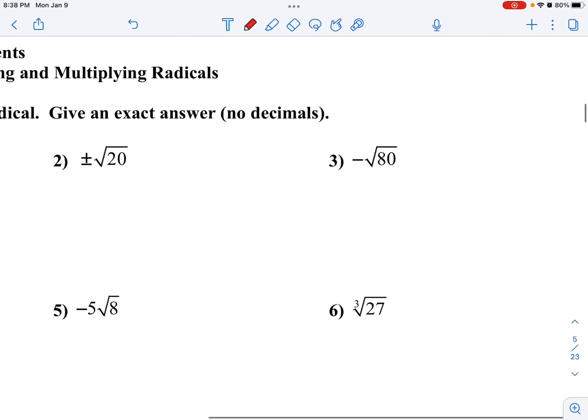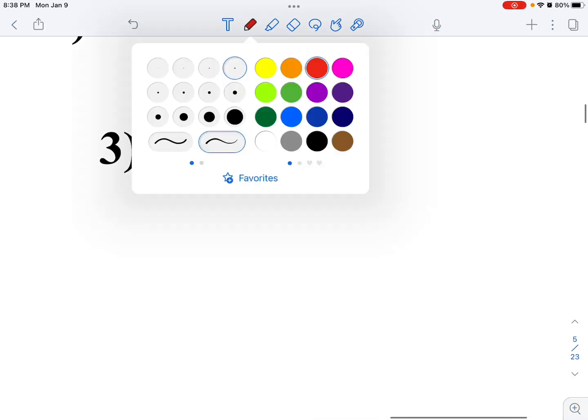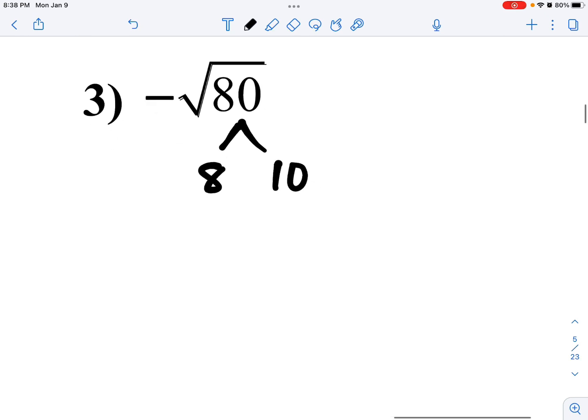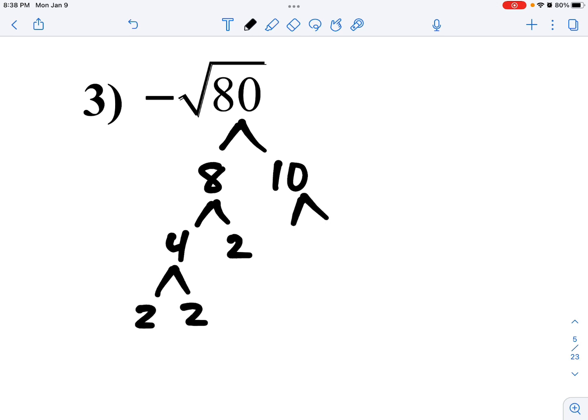Let's go to, let me try 3. 80. There's a bunch of ways to break down 80. The first thing I think of is 8 and 10, and you might have thought of different numbers. Go for it. It doesn't matter what numbers you start with. We're going to break it all the way down at the end. 8 is 4 times 2, and 4 can break down some more. And for 10, I get 2 and 5.